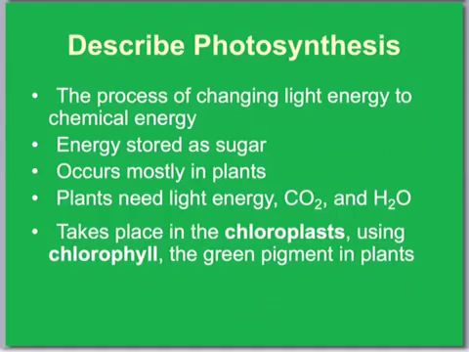Plants need light energy, carbon dioxide, and water. So they need 3 different things here to make this happen. Light energy, carbon dioxide, and water. It takes place in the chloroplasts using chlorophyll, the green pigment in plants. So again, remember we were talking about inside cells. Those chloroplasts have something called chlorophyll in them, which is vitally important to have photosynthesis occur.